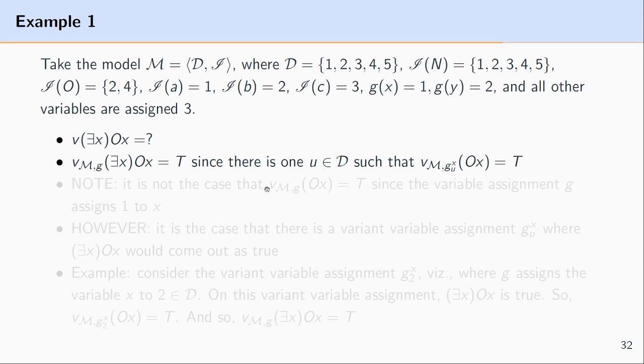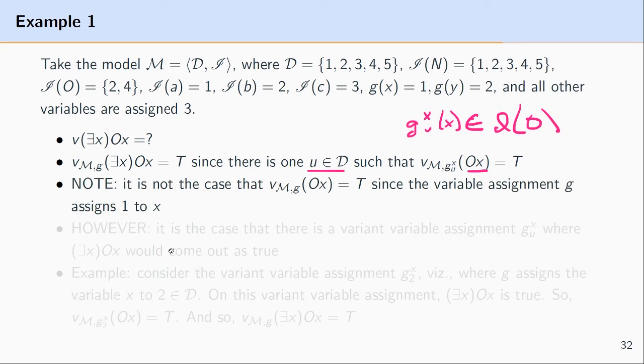The truth value of ∃xOx is true, because you'll notice that there is at least one item in the domain such that Ox is true. That is, we can let this variant variable assignment g[x/u] take x and assign it an item that is found in the interpretation of O. Let's see how that's the case.